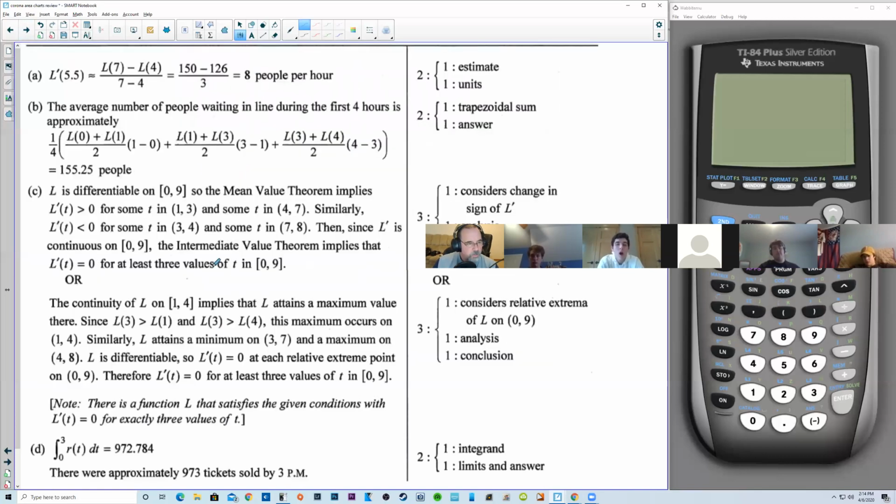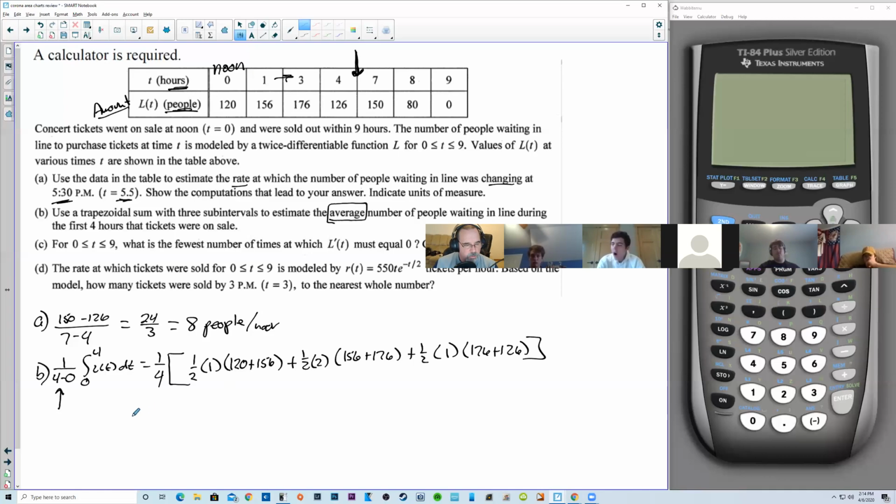I'm going to skip the calculations on it. It's 155.25. So now you just plug it in the calculator. You get 155.25. And what is that? Average number of people. So that would be people.